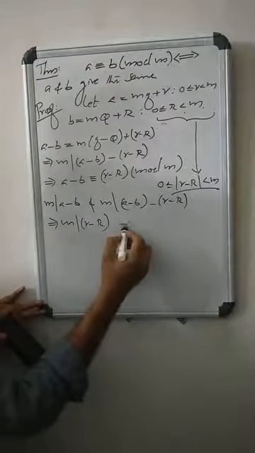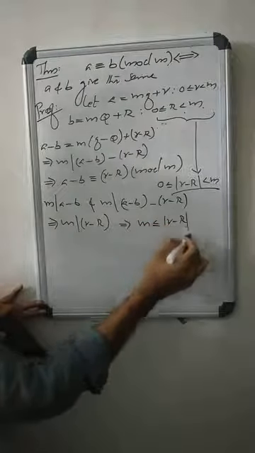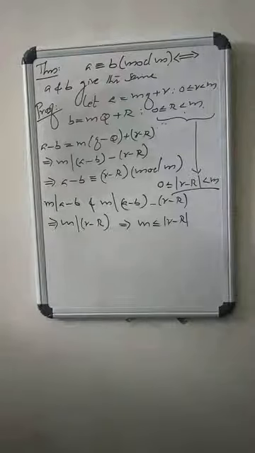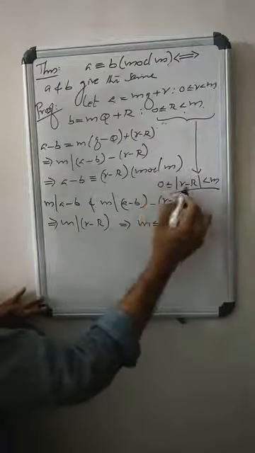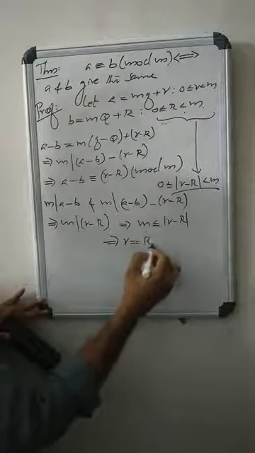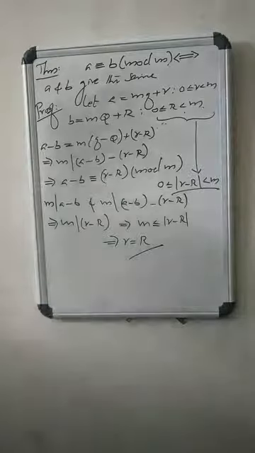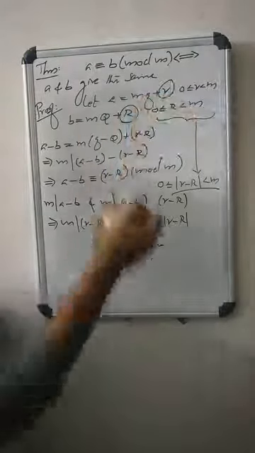m divides r minus r' means m is less than or equal to the modulus of r minus r'. But 0 is less than or equal to |r minus r'|, which is less than m. So that implies r minus r' equals 0. That means r equals r', so they have the same remainders.